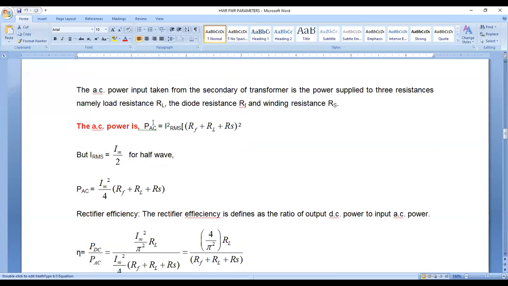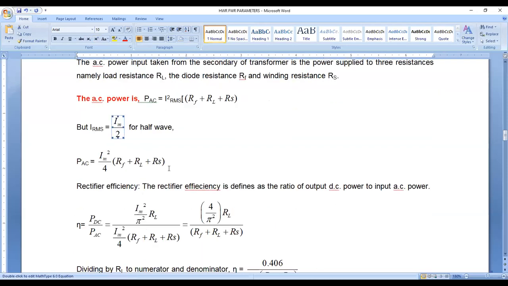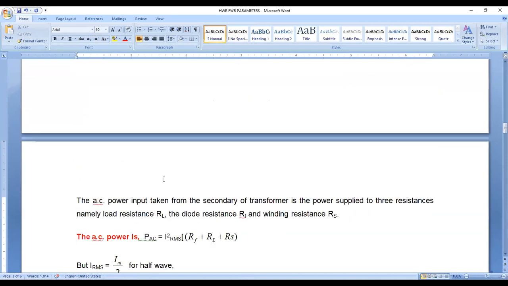Similarly, I want AC power. AC power means the transformer secondary winding. So it is IRMS square into the resistance present in the case of a half-wave rectifier, which is RF plus RL plus RS. So it is I square into R. Sorry, the earlier equation is wrong. The formula for power is P is equal to V into I. From that, I square into R. Here, I square into RF plus RL plus RS. Now we are going to get this equation. Substitute IRMS as Im by 2. Then you are going to get this equation. Now this is PAC and we got PDC here.